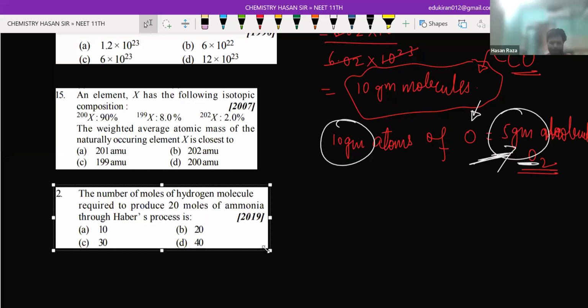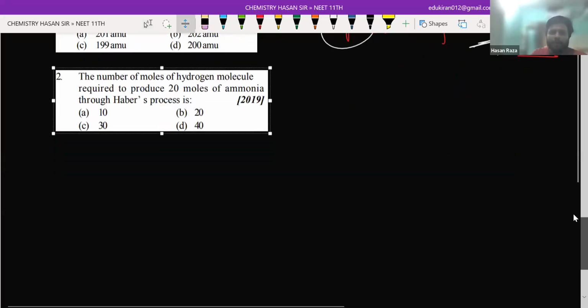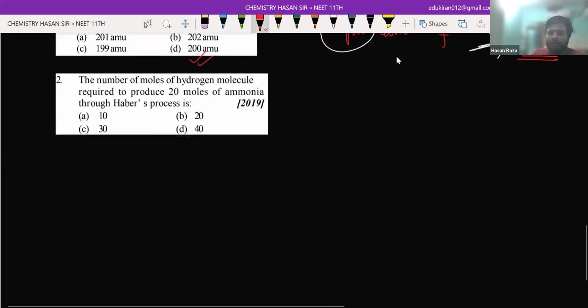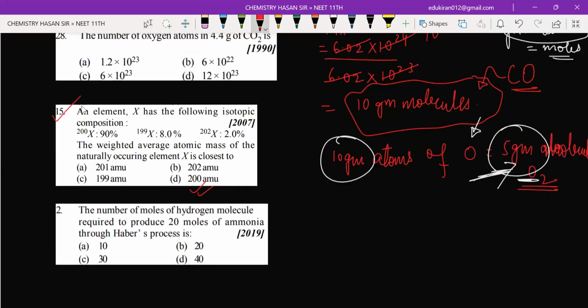Just wait a minute. Siddhika, will you be able to solve the question? No, sir. Question number 2. Okay, I'm going to explain this. Siddhika, are you done with the previous question? The 15th one? Yes, sir, I got D. Very good. The answer is D.